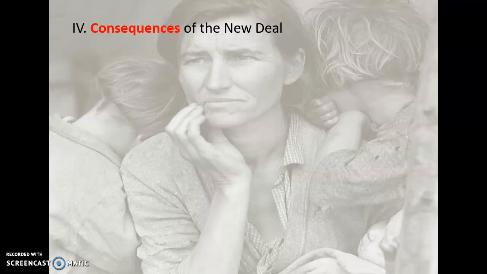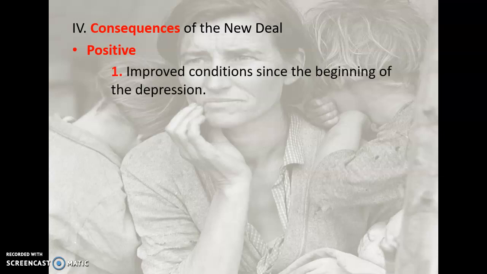So let's finish the notes. We're at Roman numeral 4, the consequences of the New Deal. As we all know, all consequences have both positive and negative consequences. So what were some positive consequences of the New Deal? Number 1, it improved conditions since the beginning of the Depression. Business profits and farm prices were up, and unemployment had dropped.